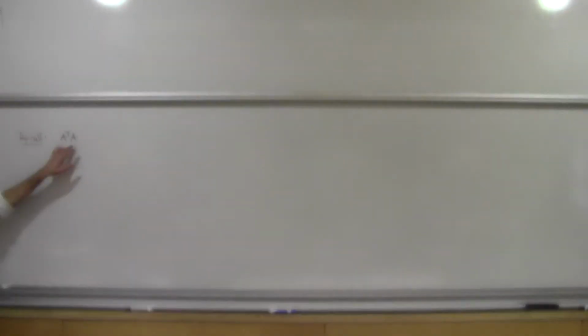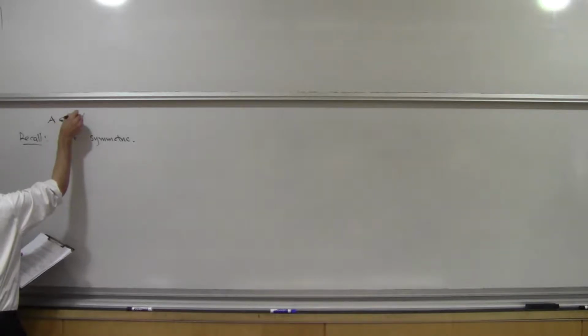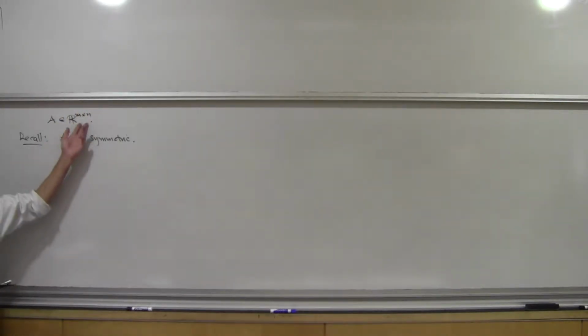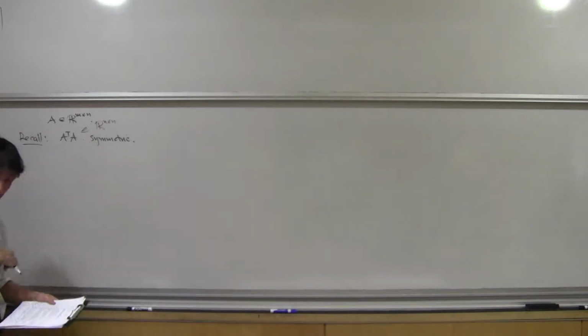Okay, so remember what we did the last time. We got a bunch of simple results about A transpose A. We got some results about this matrix A transpose A, and this matrix is a symmetric matrix, right? So you start off with an m by n matrix, a non-square matrix. Then you take the transpose of it and multiply it by A. Now it's a square matrix, an n by n matrix.